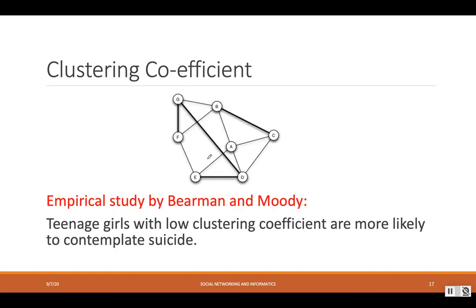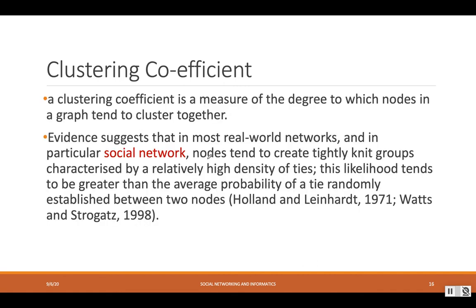Another empirical study by Bearman and Moody says that teenage girls with a low clustering coefficient are more likely to contemplate suicide. So the clustering coefficient gives us a measure or degree of the extent to which the nodes in the graph tend to cluster together.